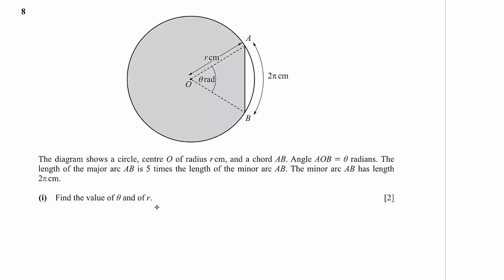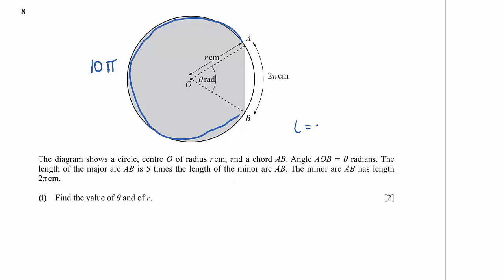The diagram shows a circle, centre O, of radius r centimetres and a chord AB. Angle AOB is theta radians. The length of the major arc AB is 5 times the length of the minor arc AB. So in other words, this bit all the way around here is 10 pi.